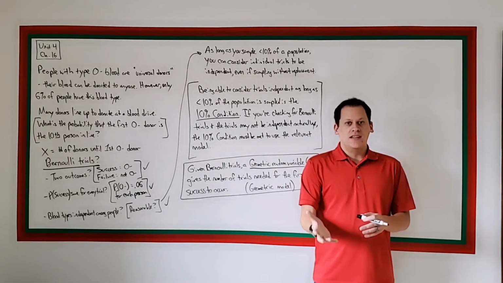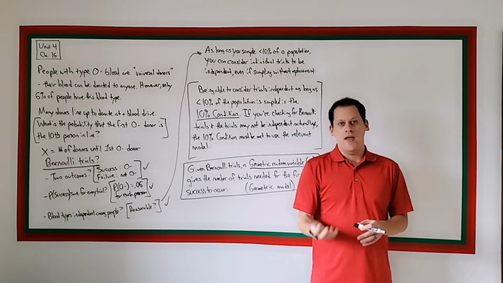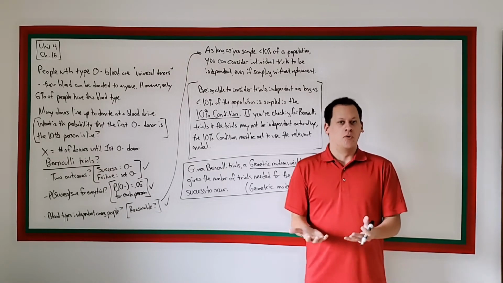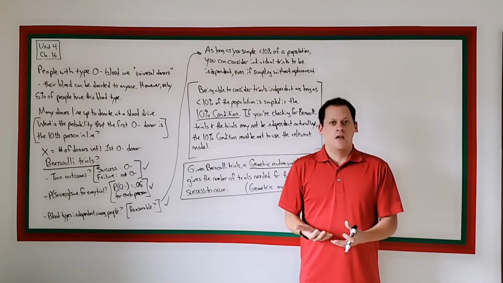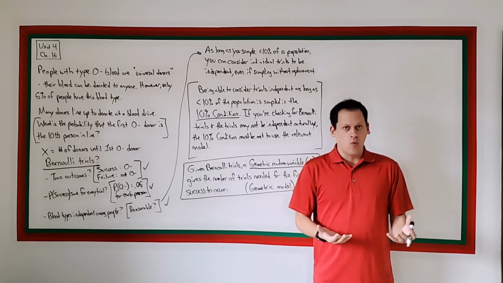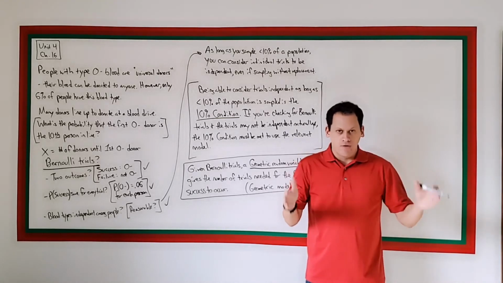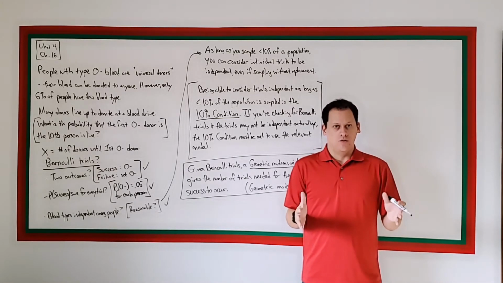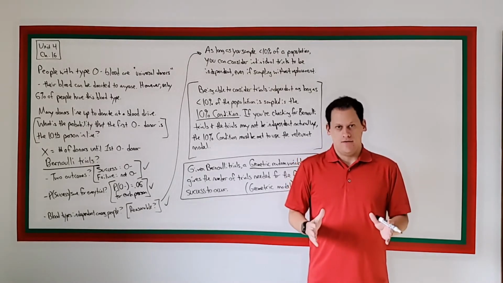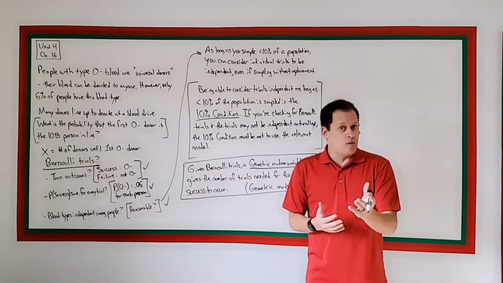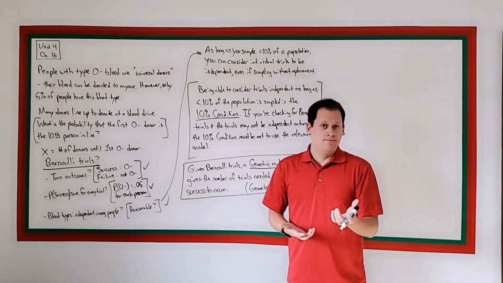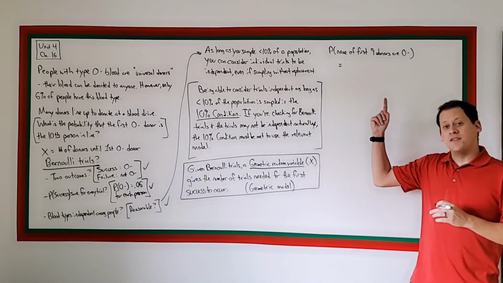The first person needs to be not O negative, right? The second person needs to be not O negative. The third, not O negative. The fourth, the fifth, sixth, seventh, eighth, and ninth. We need each of the first 9 donors to be not O negative. Let's find the probability of that happening first. So we are looking for this first.